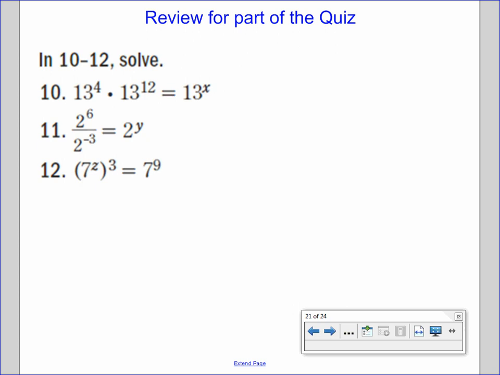Okay. So when I multiply two powers together, go ahead and tell the class what my shortcut operation is with the exponents. What would we do with this 4 and this 12 if we multiply together two powers with like bases, right? What do we do with those? Taylor?